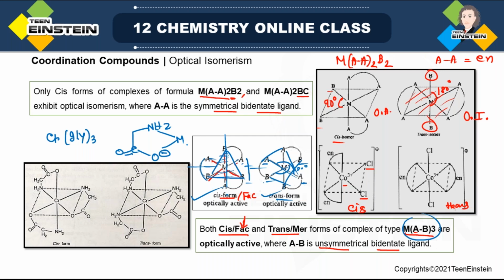So when you have this type of ligand 3, that means it is of the form MAB3. Now this is the cis form, better I will say facial form, because if you join three same atoms, you will be getting a face on the octahedral geometry. But in the second case, which is meridional, when you are adding all these three oxygen, you are getting again a triangular face, but now that is not on the face. So that is why it is not facial, it is meridional. But both forms are optically active. So in this particular slide, if you have any doubt, please mention. I will repeat it once more.